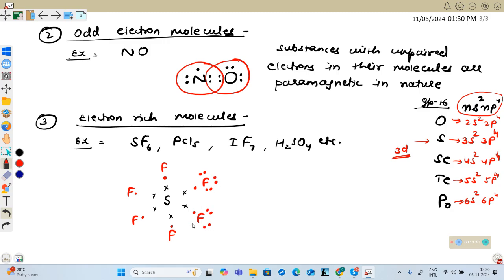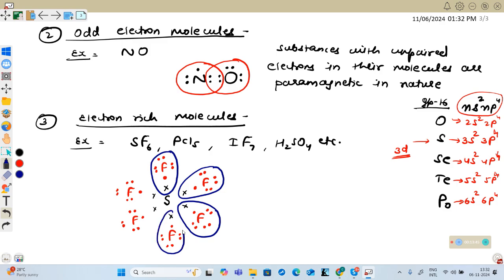So fluorine 1, 2, 3, 4, 5, 6, 1, 2, 3, 4. Then you circle them. Here, each fluorine will never expand because it belongs to period 2. It can have only 2 shells, and in the second shell no 2d exists. 2d doesn't exist, so it does not have a vacant d orbital. Fluorine will never expand its octet. No period 2 element can expand its octet. Third period onwards can expand their octet.